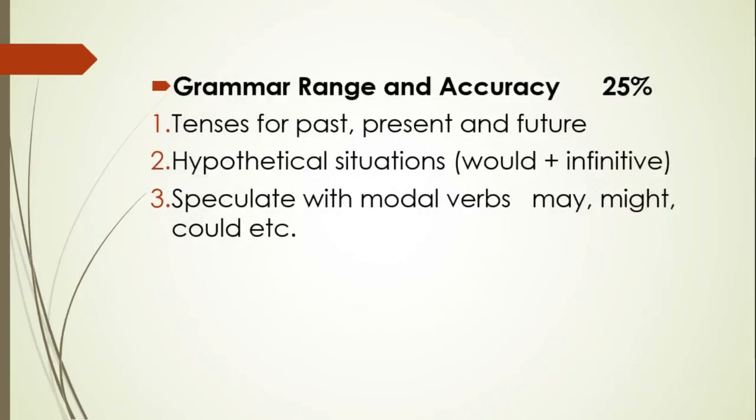The next is your grammar range and accuracy. So the tenses you use for the past, present, and future. Hypothetical situations, would plus infinitive, like I would like to travel, I would like to do something. And speculating with modal verbs using may, might, could, etc. So your grammar range, how much grammar you know, is also something you're judged on.